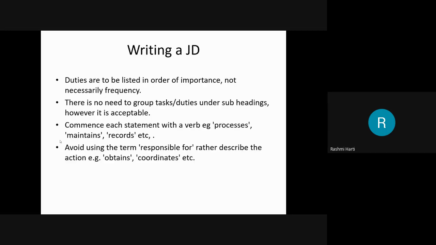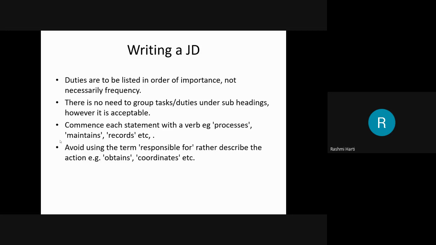So how do you write a job description? Okay. So duties are listed in order of importance and not necessarily frequency. Okay. So how many times this particular thing is done in that particular work is not taken into consideration. Only duties are listed in order. Okay. There is no need to group tasks or duties under subheadings. Okay. However, it is acceptable. So you do not have things put forth in detail, and it commences each statement with the verb. Okay. Doing actions, that is processes, maintains, records. All these are various action verbs which are used when you are writing the job description.